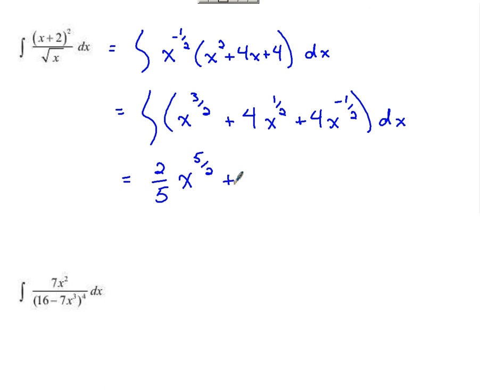Plus, on the next term here, power is 1/2. Add 1, get 3/2. Reciprocal is 2/3. Multiply the 4 in front, get 8/3. Plus, we've got a negative 1/2 power here, so if you add 1, you get 1/2. Reciprocal of that is 2. Multiply 2 to the 4 in front, get 8. Taking the antiderivative of each individual term, so tack on C and you're done.